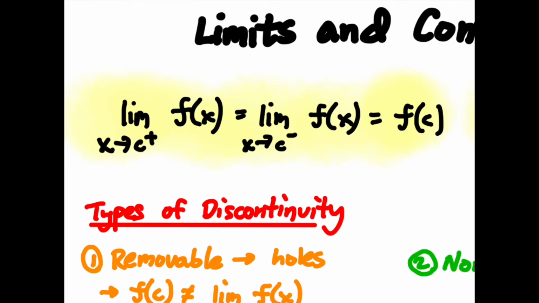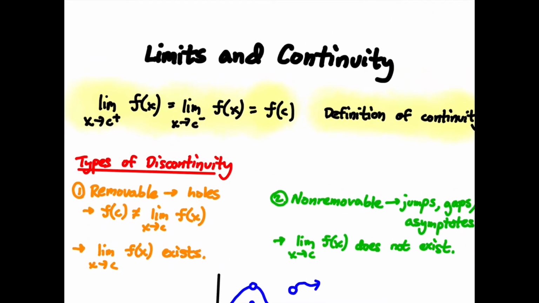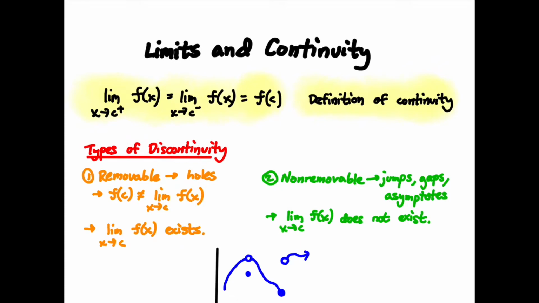I'm going to draw an example later to explain this a little better, but just know that this is the definition of continuity using limits. Now, based on this definition of continuity, there are types of discontinuity that are based off of certain things in the definition that are missing.